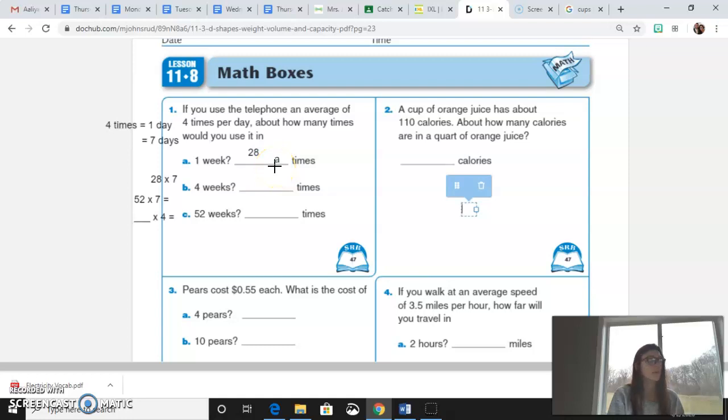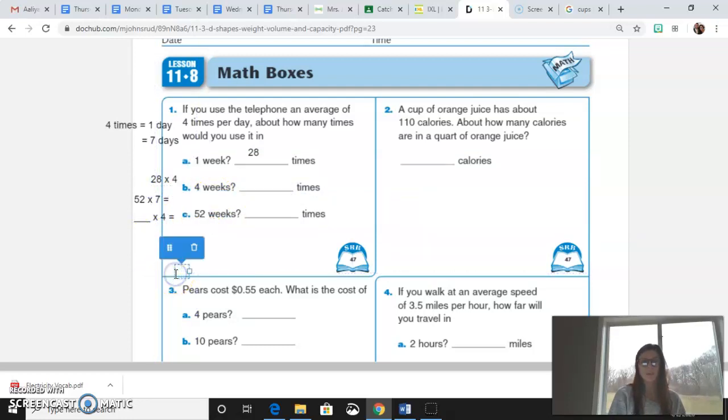So for this one, I know that there's 7 days in a week here. And if I know that I'm using it 4 times every day, I'm taking 4 times 7, which is giving me 28. For the second one, I know in 4 weeks, 4 times 7 days a week is 28 days. So you need to figure out what 28 times 7 is. Actually, let's back up. You need to figure out what 28 times 4 is because it's 4 a day.